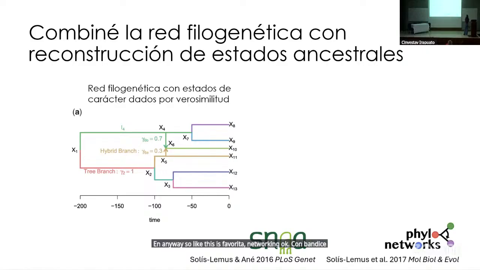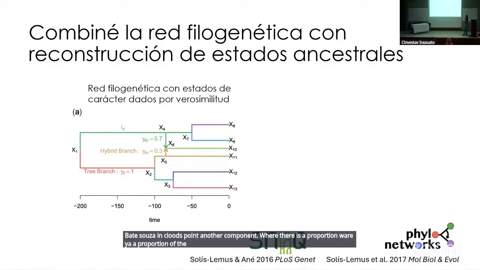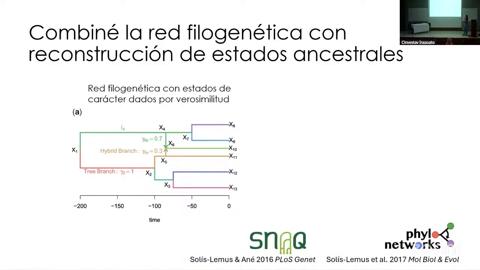Combine this phylogenetic network with an ancestral state reconstruction. And I use these programs right here. And the point is that the states in the tips can be used to calculate the likelihood of the ancestral state at the nodes. But this also includes another component where there is a proportion of the contribution of this lineage to the ancestral state of this lineage here that's the daughter of the reticulation event. Okay, so it's an ancestral state reconstruction that's commonly used, but it includes the proportion of each parent for the reticulation.